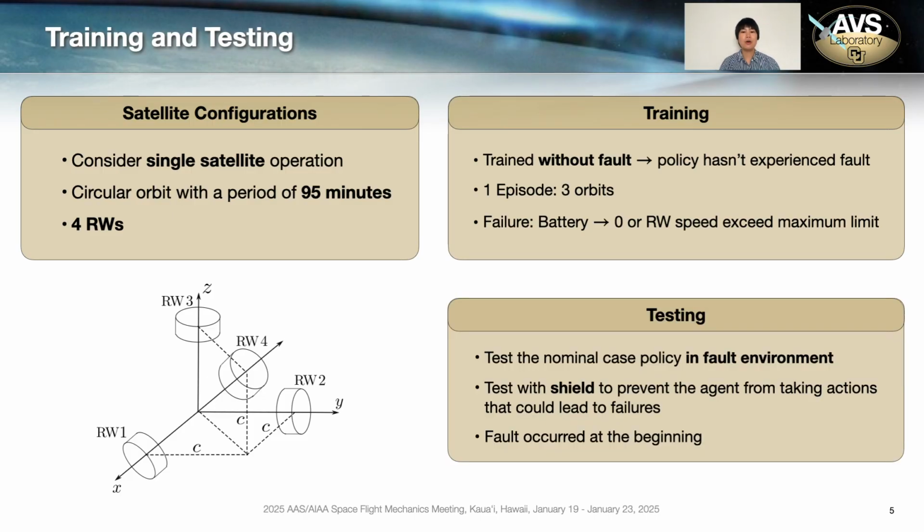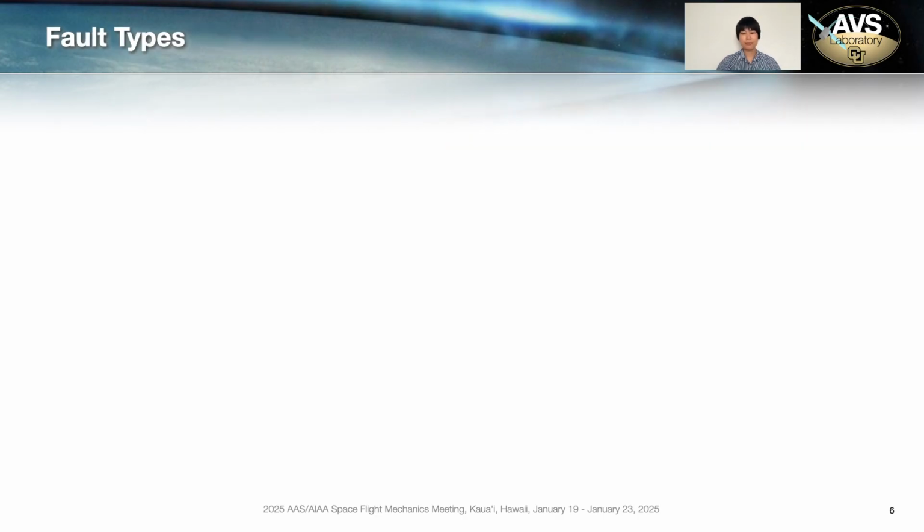As for testing, we test the nominal case policy in a fault environment with a shield to prevent the agent from taking actions that could lead to failure. When the battery or reaction wheel speed exceeds some threshold, we force it to take the recharging action or the desaturation action. Finally, a fault occurs at the beginning of each episode, and we tested 5 different fault types.